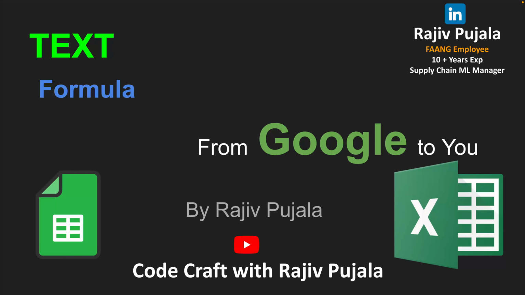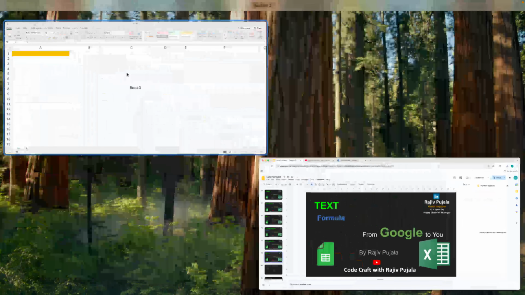I'm Rajiv Pujala. In this video, let's take a look at the TEXT function. So what exactly does this text function do? The text function is used to format numbers, dates or values into a specified text format. So let's see how we can achieve this in the spreadsheet.